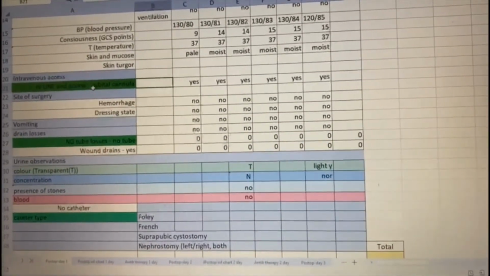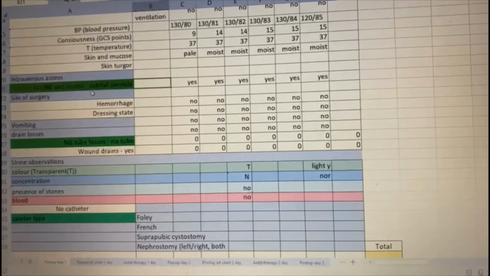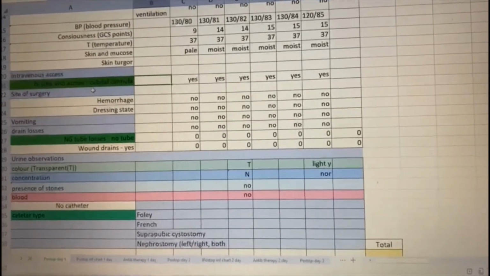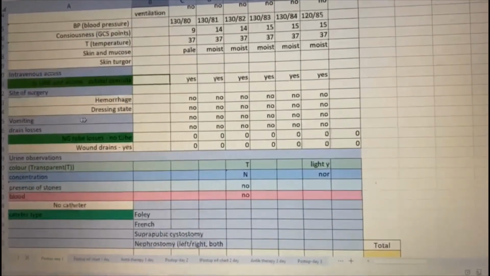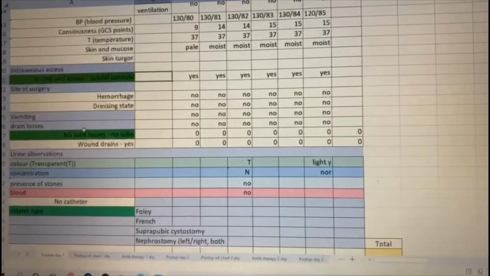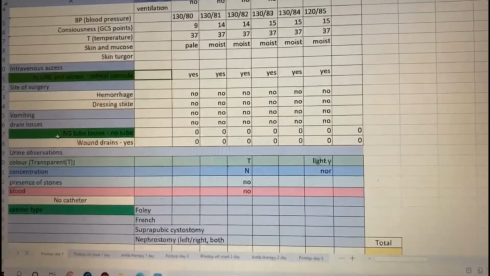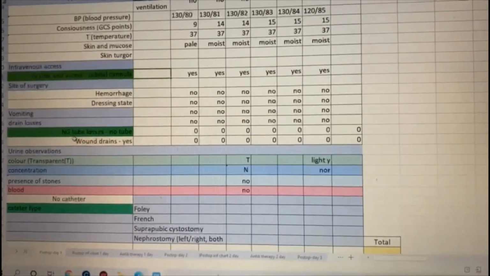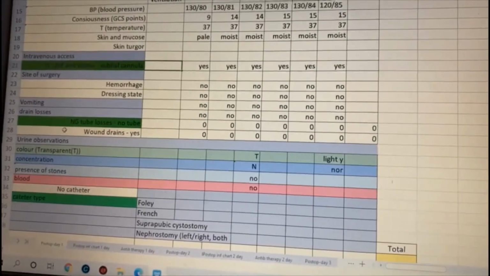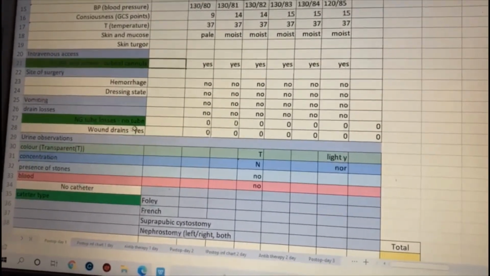After the surgery, there is no hemorrhage and no dressing state at the site of the surgery. There is no vomiting, no drain loss, and there is no NG tube and no drain after the surgery.